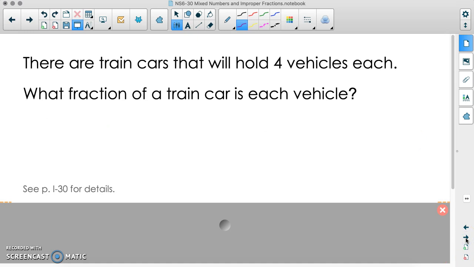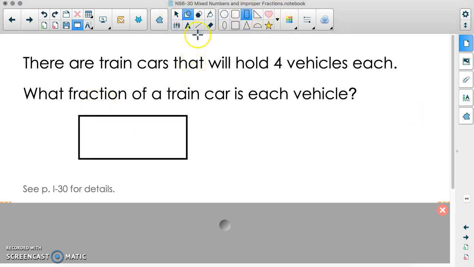Great job. So let's now introduce word problems with a context. So there are train cars that hold 4 vehicles each. What fraction of a train car is each vehicle? So let's draw this up. My train car, I'm going to use a rectangle. This is my train car.